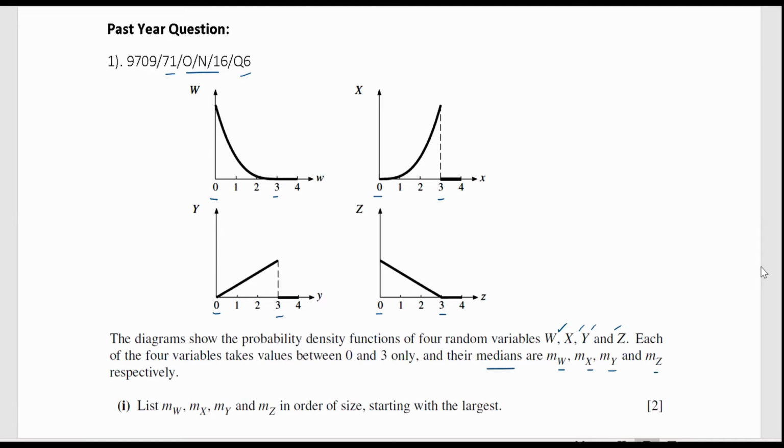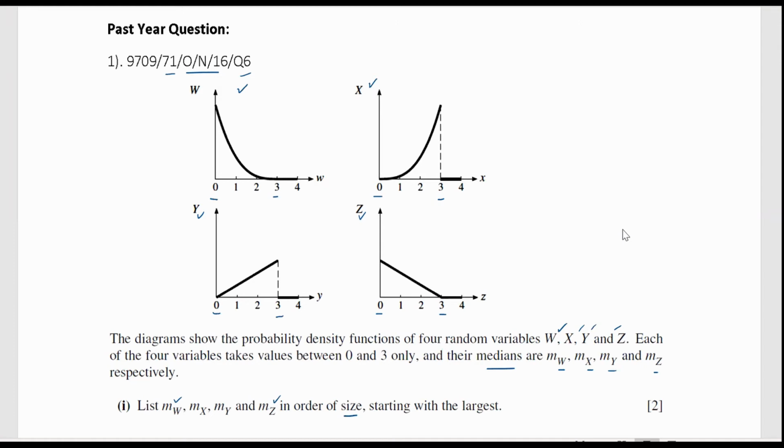Okay, now what are we going to do? List the median of them in order of size, starting with the largest. All right, so let's see. For these 4 PDFs given here, we can see the main difference is that W and X are curved and Y and Z are straight lines, right? So you can see that the Y is similar to the previous example. It's a straight line graph.